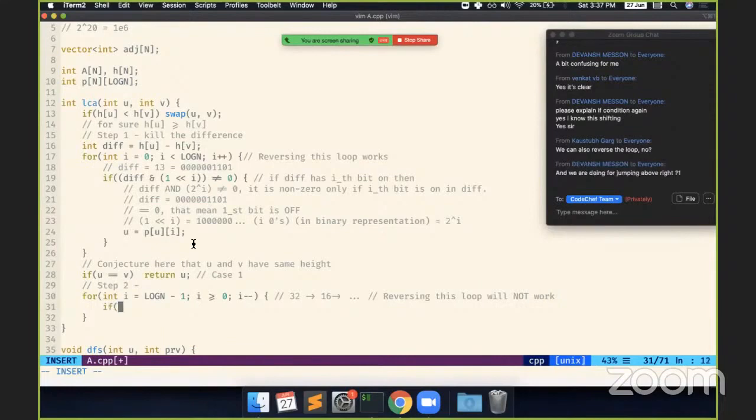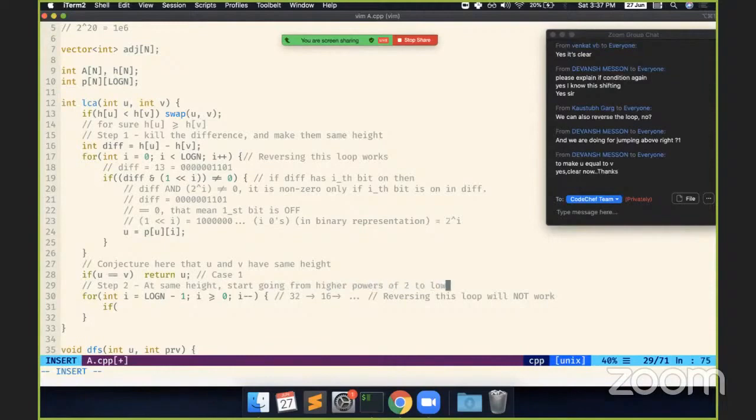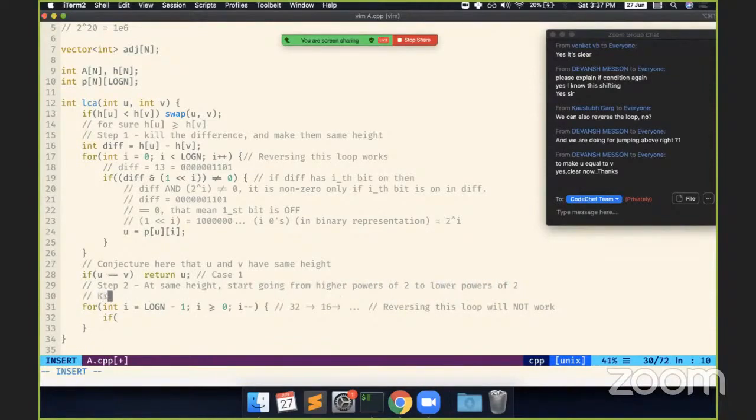Now, we are jumping above, right? Above, right. To make them the same height, this entire portion was to kill the difference and make them the same height. This was step one. Now step two is here, which is at the same height, start going from the top and make the jump if the ancestors mismatch.